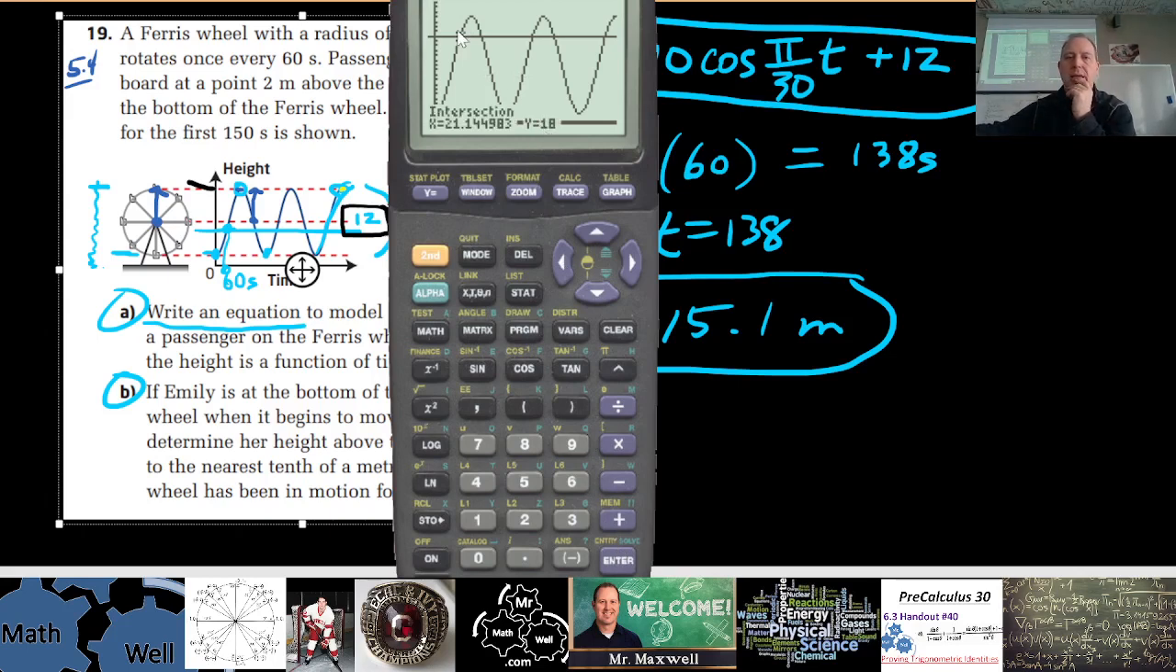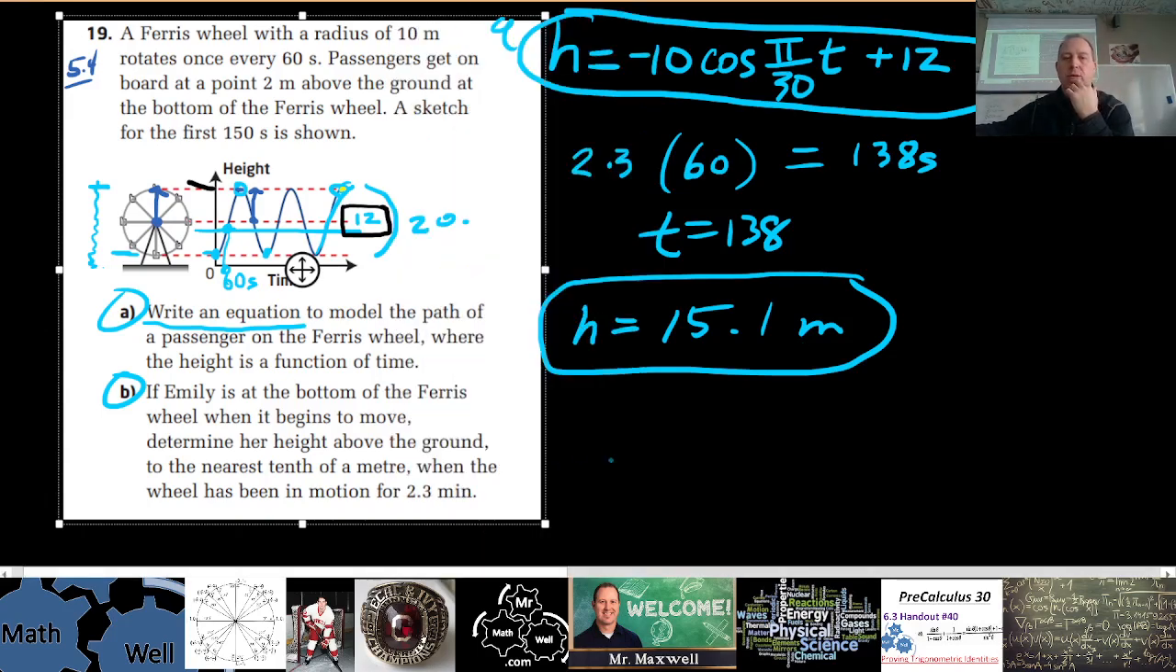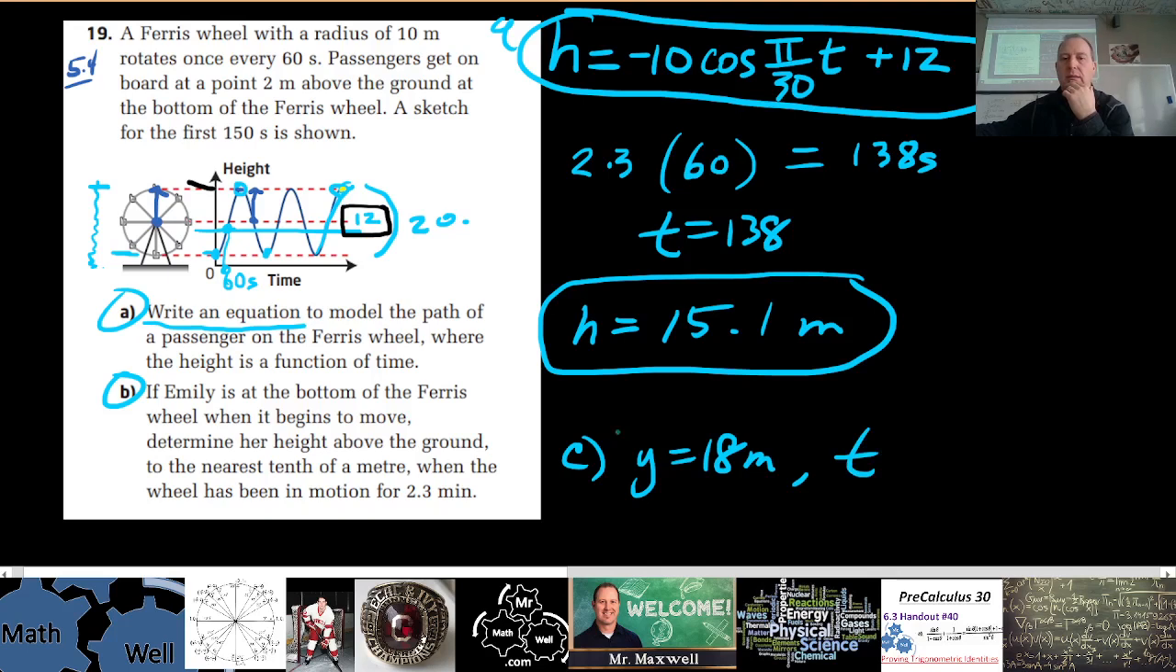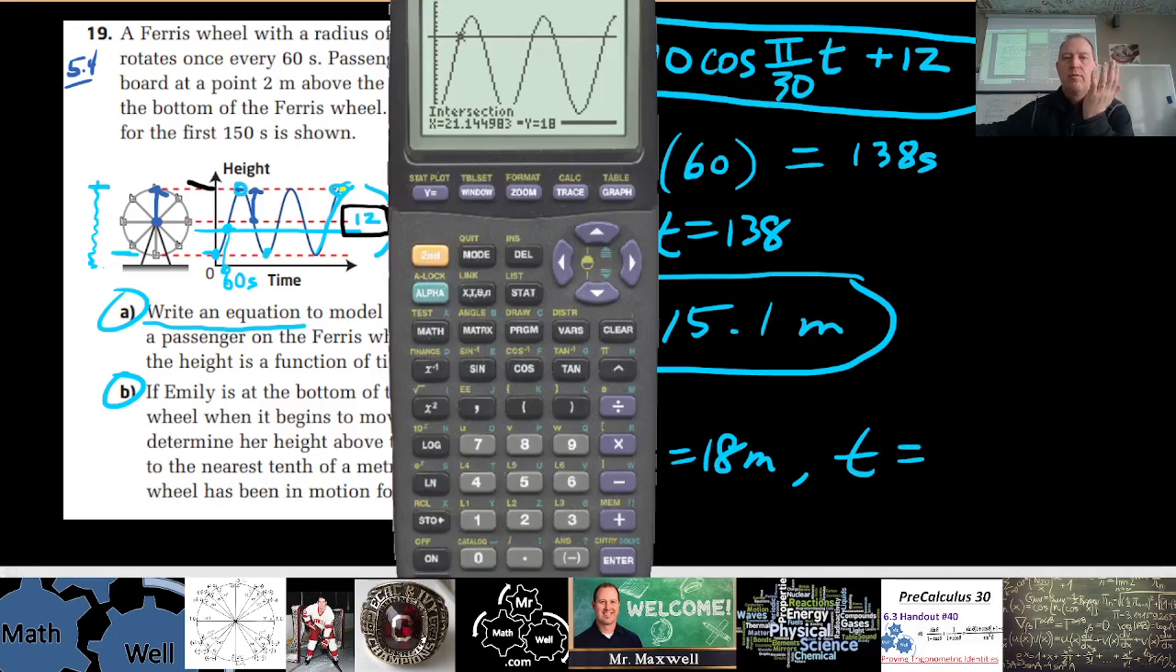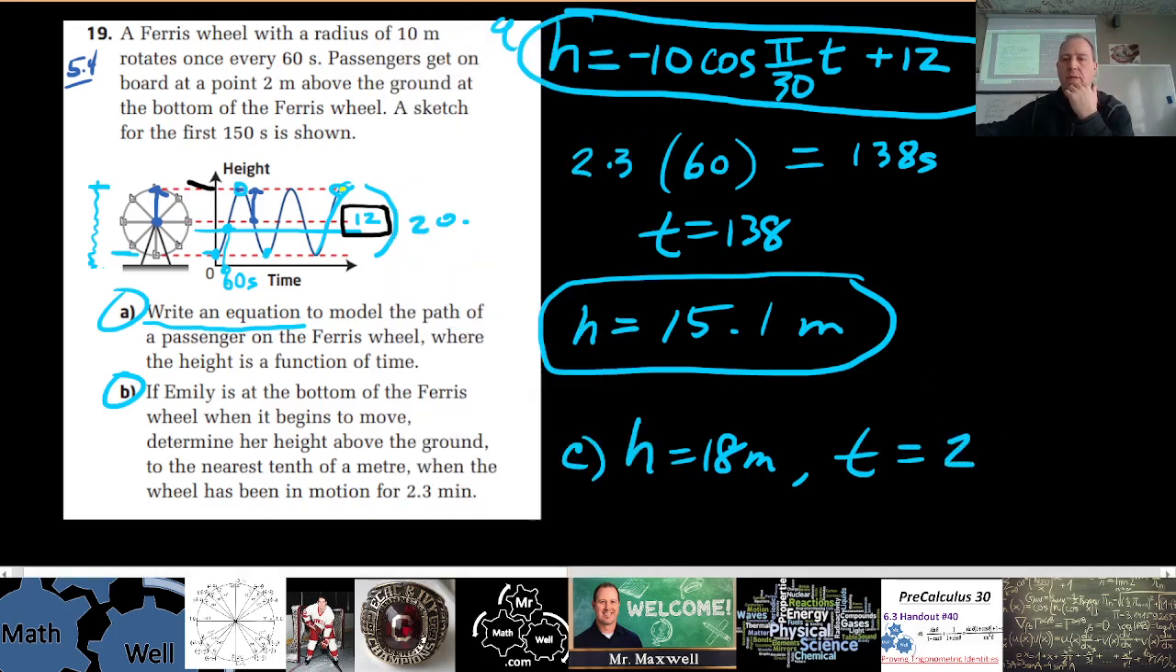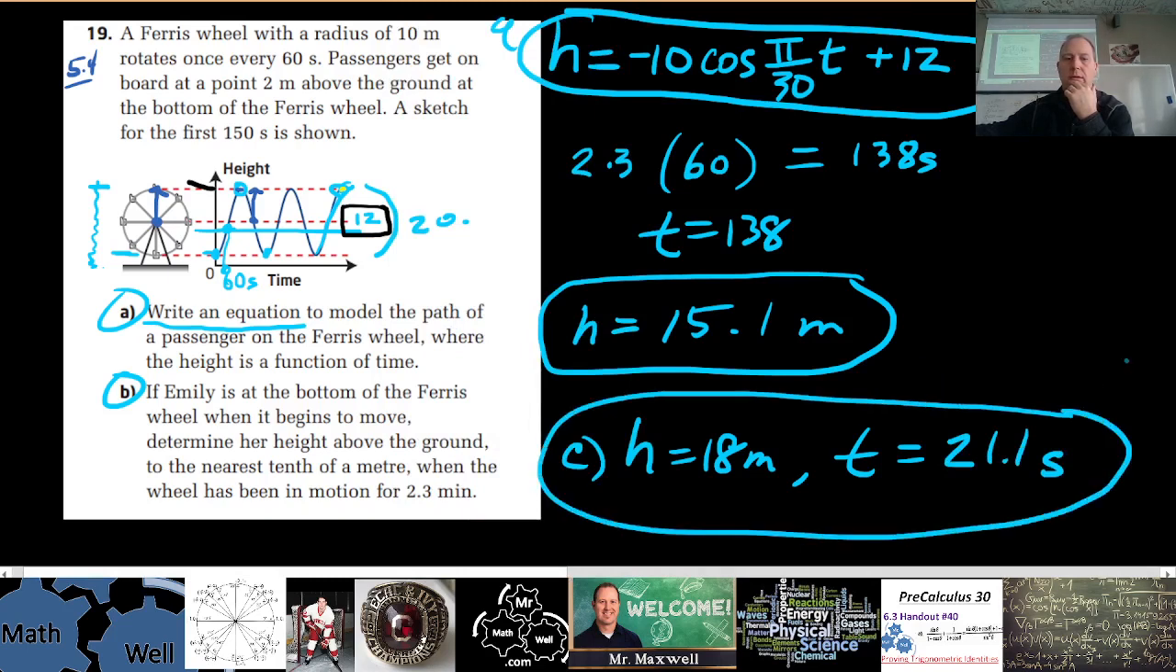So at y equals 18, this point is at 21.1 seconds. So for C, if y equals 18 meters, then t equals 21.1493, 21.1 seconds. And that's what they're looking for for C.